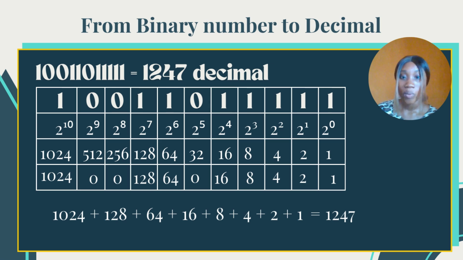So we have 1024 plus 128 plus 64 plus 16 plus 8 plus 4 plus 2 plus 1, and that gives us 1247. So the binary number over here is representing the decimal number 1247. So it's as simple as that.